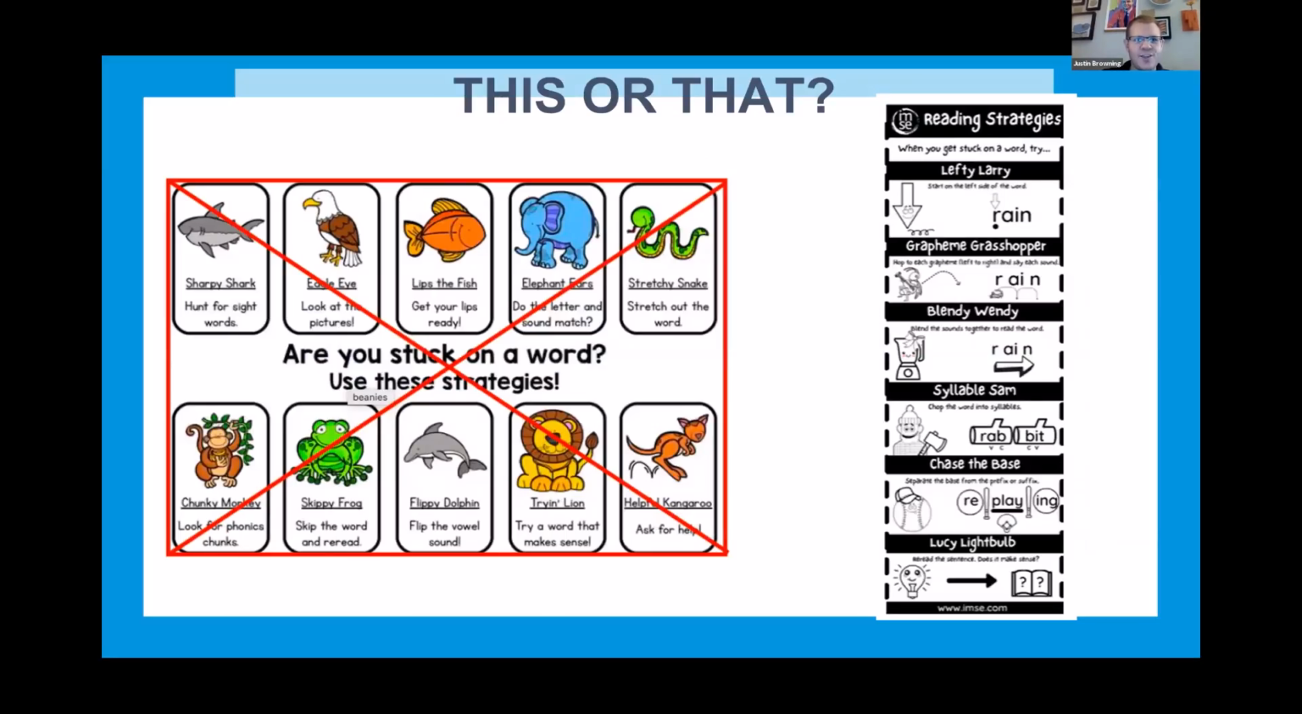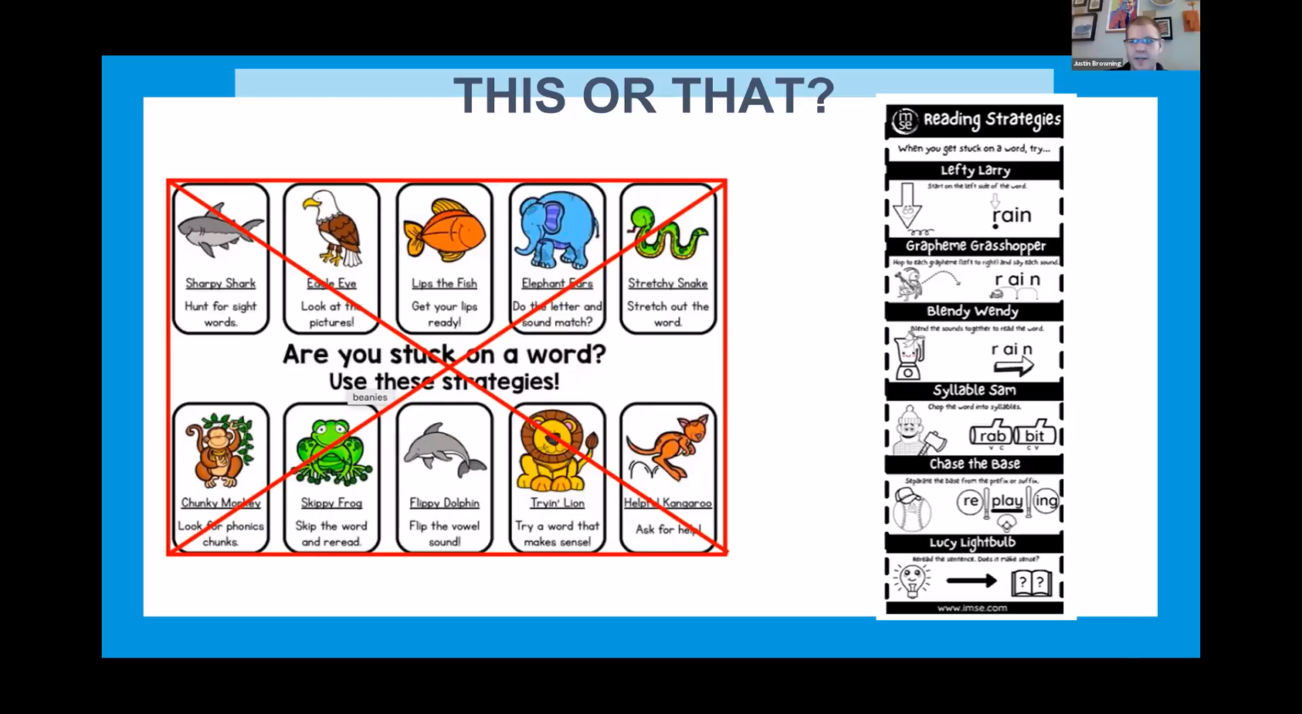So we're going to play a little this or that activity, because as we're thinking about materials that we use in small group, who has seen the eagle eye and lips the fish? Say yes if you've seen those in schools. Or stretchy snake, or try and line. You know what? If we don't know that word, try. Guess what it is, right? Go ahead and guess. Just take a guess.